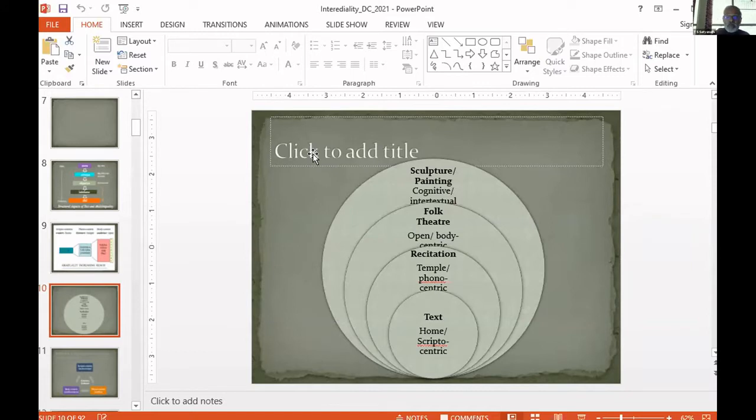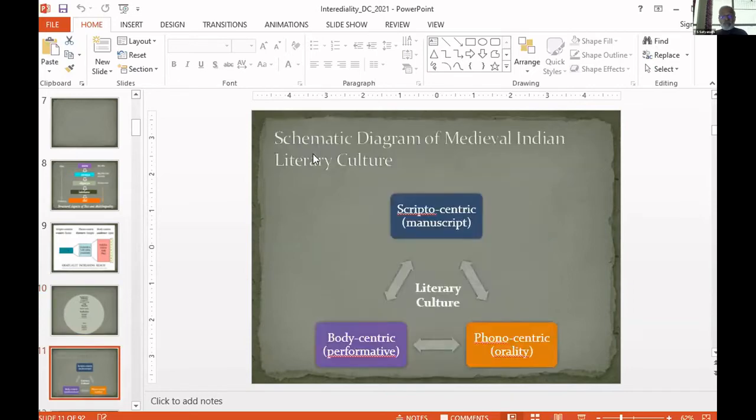In this one, I have put four concentric circles which are touching each other: the text at home is cryptocentric, the recitation at the temple is phonocentric, folk theater is much more open, which is body-centric, and the sculpture and painting is at the cognitive level and is intertextual. So the type of reach of the different intermedialities that I'm trying to differentiate is a variable one. Alternatively, we can also imagine an interaction within a literary culture between the scriptocentric manuscript tradition, the body-centric performative tradition, and the phonocentric orality tradition. There is a possibility, and for some of them we definitely have strong evidence to show that an interaction of this sort is possible.